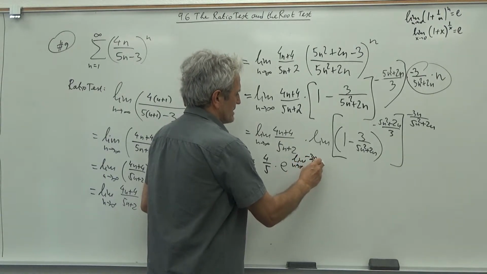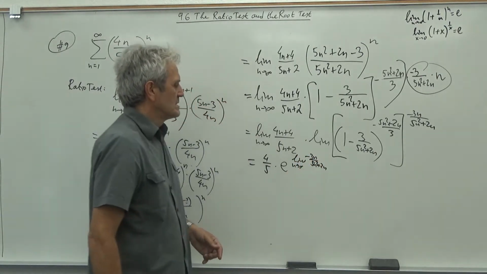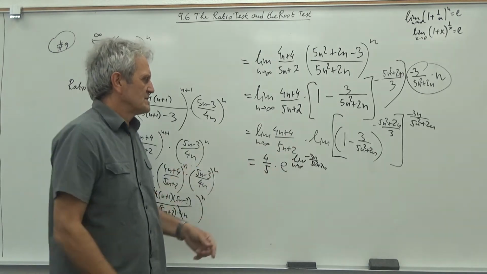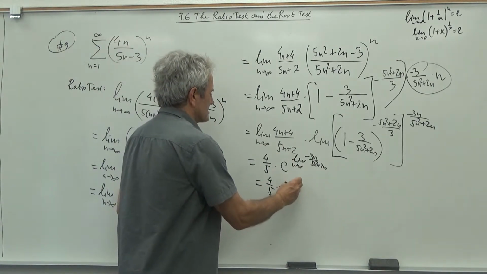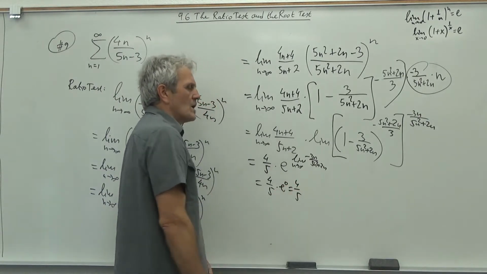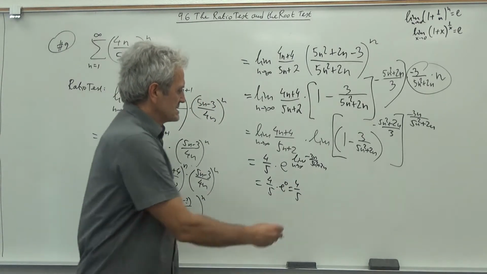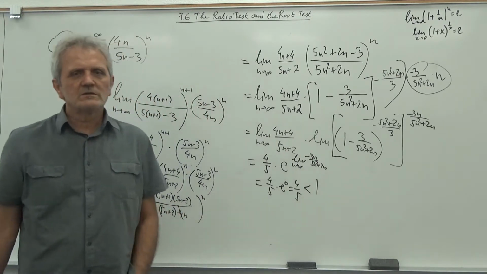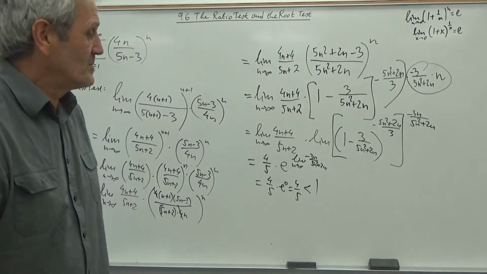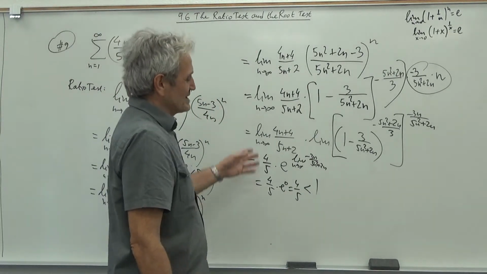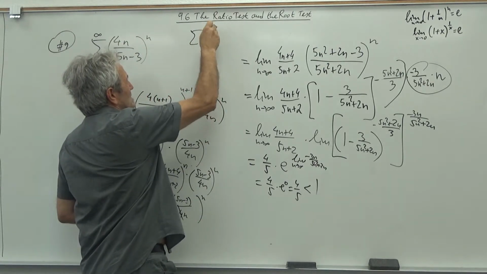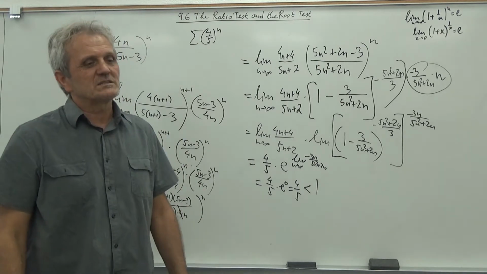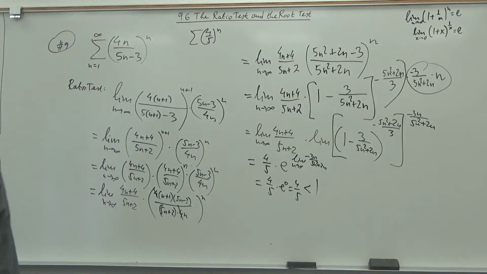Minus 3n over 5n squared plus 2. If I divide by n, it's very easy to see that that limit is 0. So it's 4/5 e to the 0, so it's 4/5. This is less than 1, so we conclude that it converges. Basically, it shows exactly what we saw immediately, that the series behaves like 4/5 to the n, but the price we paid was heavy.